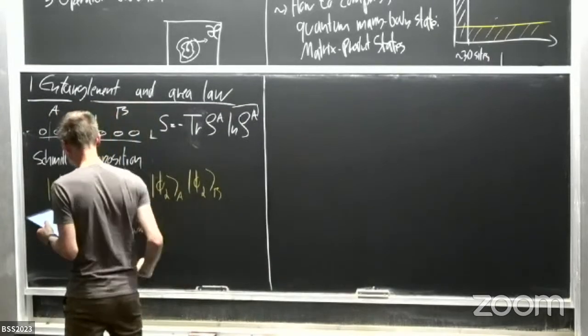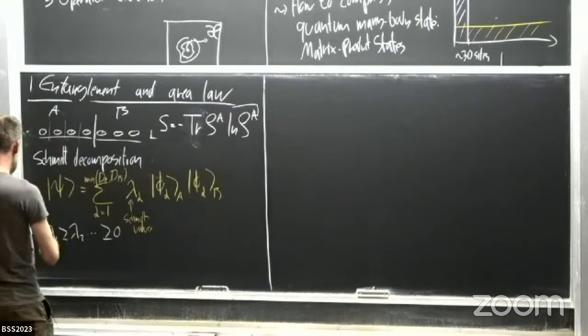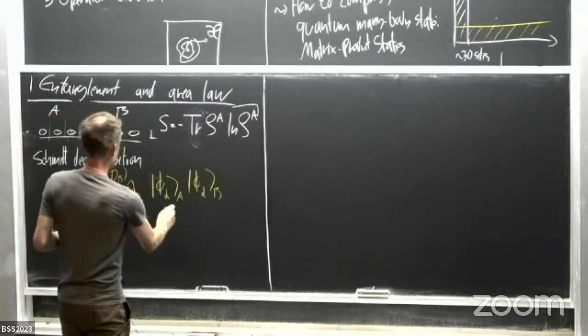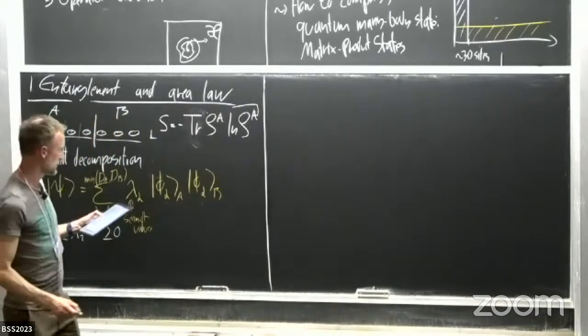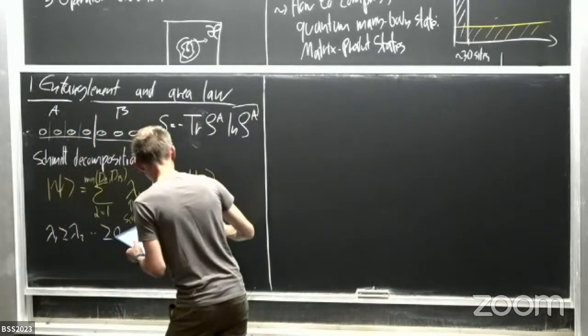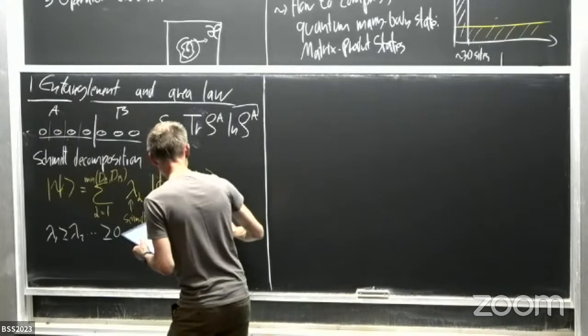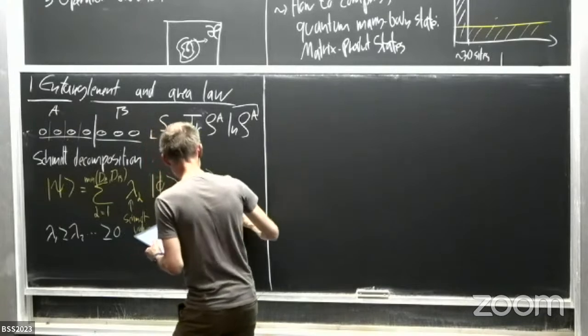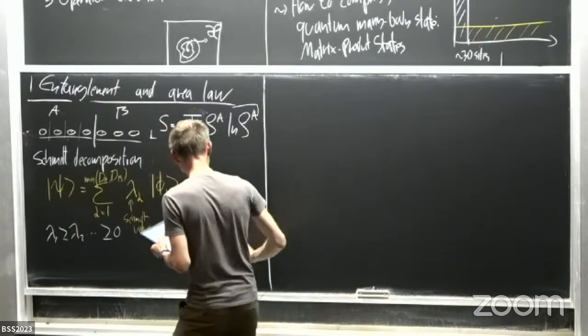And they're just going to be larger than 0. And the Schmidt states are orthogonal. So the Schmidt states phi alpha and phi alpha prime are orthogonal.